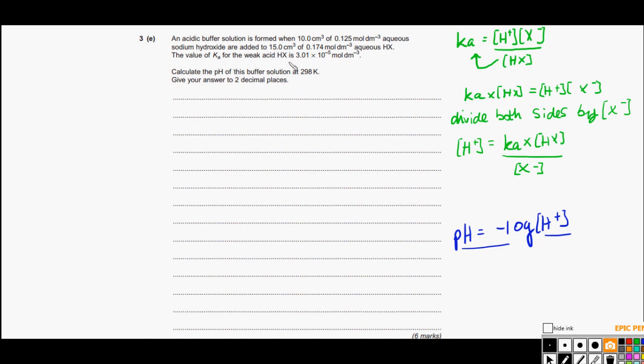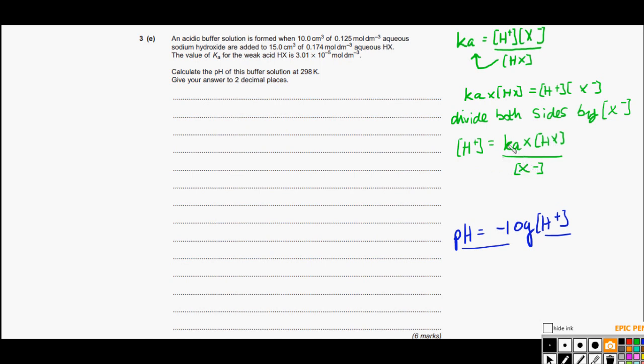So we're given Ka, which hints that we need to use Ka in our calculation. And we're calculating pH, so essentially we need to find the concentration of H+ ions. So our Ka expression requires the concentration of H+ ions, and we need to calculate that. So we rearrange the formula, cross multiply and then divide both sides by X minus, to get H+ is equal to Ka times the concentration of HX over X minus.